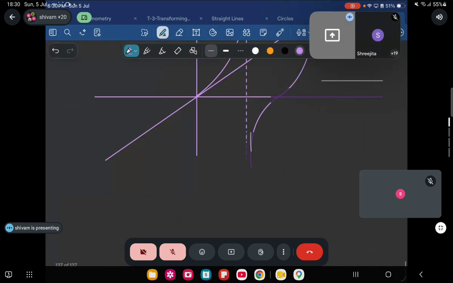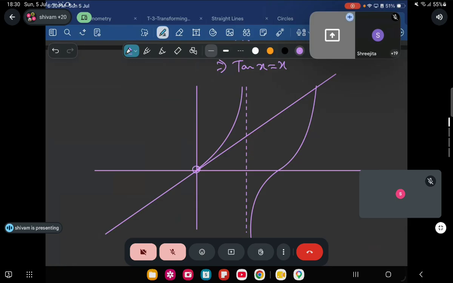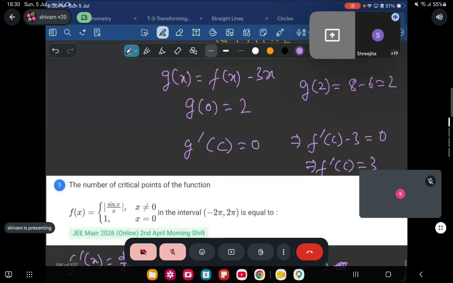No, not from this branch. We should not include 0 from here. We should include 0 from the second branch. Okay, is it clear, Shrita? Tell me. Yes, sir. I was making some mistake.